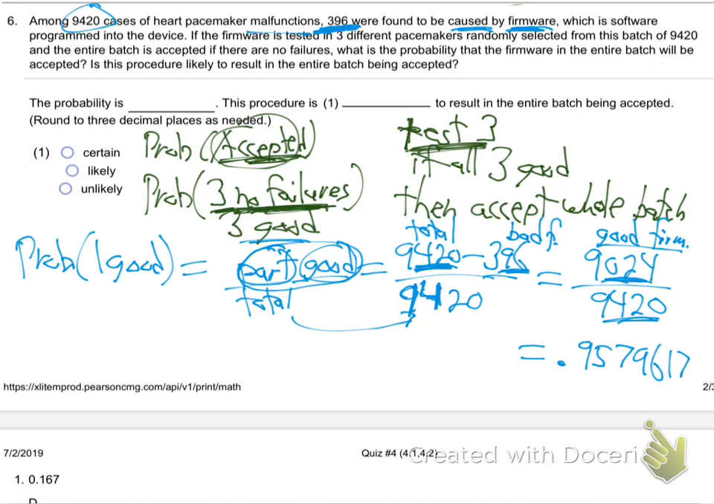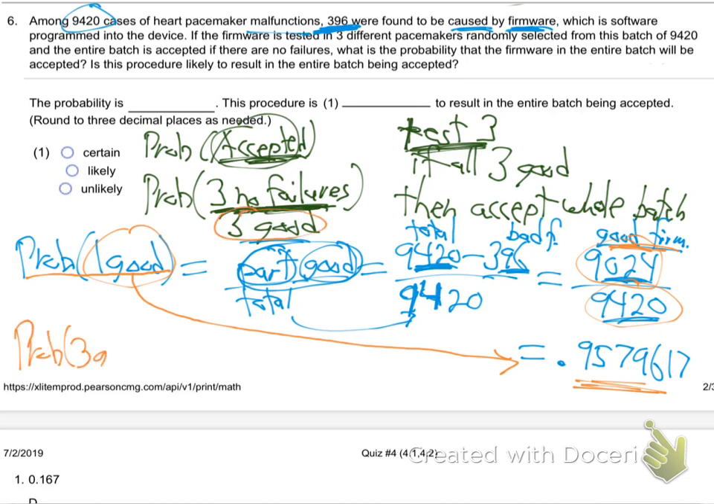No, that's not my final answer. Careful, that's not our final answer yet. Why not? That's the probability of 1 good. That's just 1 pacemaker. That's the probability that you're going to grab 1 at random and it's going to be good. So there's a pretty good chance, 95% or 96% chance if you're going to grab 1 at random, you're going to get one that has good firmware, because most of them do. Okay, but they asked me, what's the chance that you're going to get 3 in a row that are good? Probability that you get 3 in a row that have good firmware.